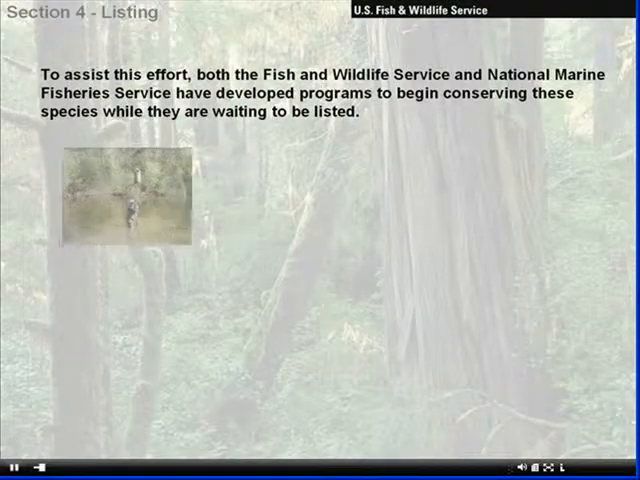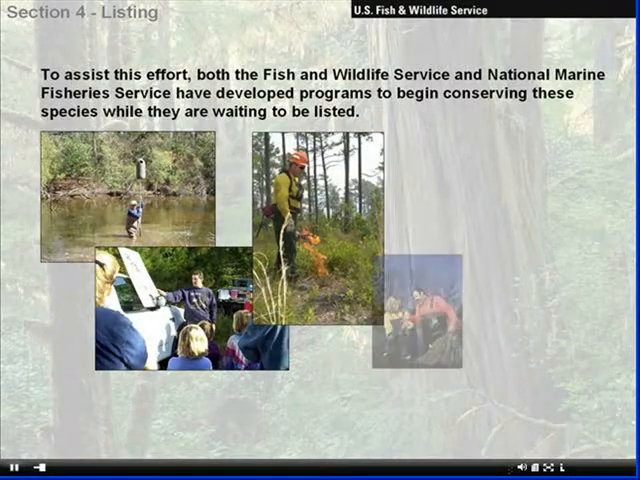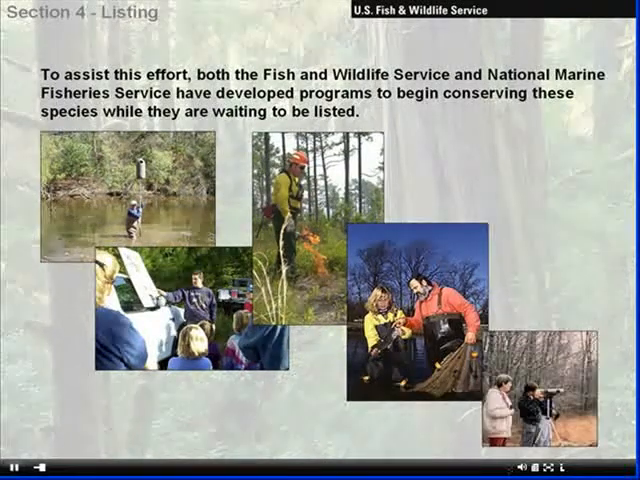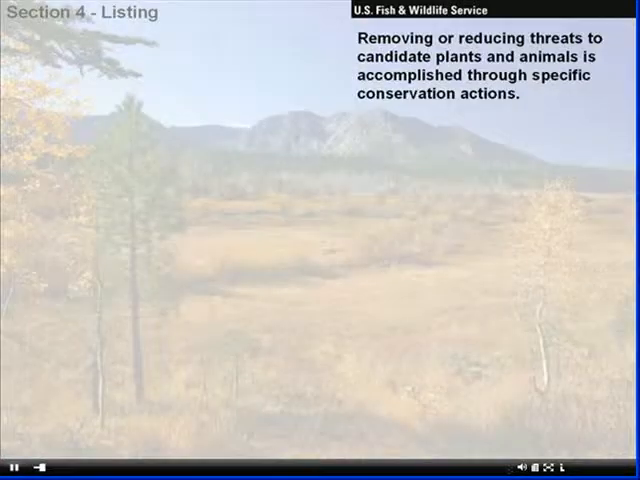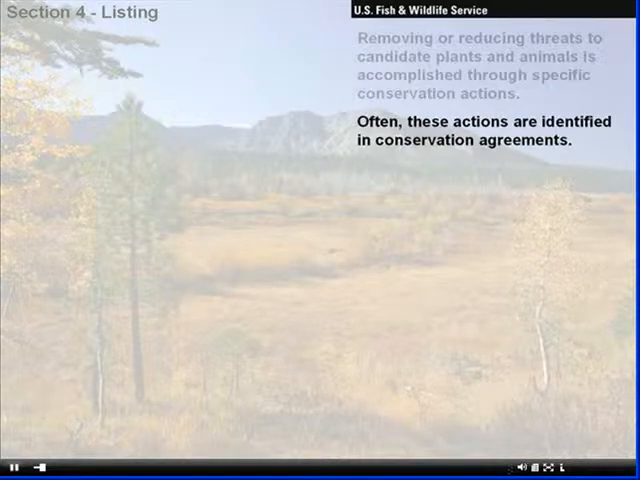To assist this effort, both the Fish and Wildlife Service and National Marine Fisheries Service have developed programs to begin conserving these species while they are waiting to be listed. Removing or reducing threats to candidate plants and animals is accomplished through specific conservation actions. Often these actions are identified in conservation agreements.